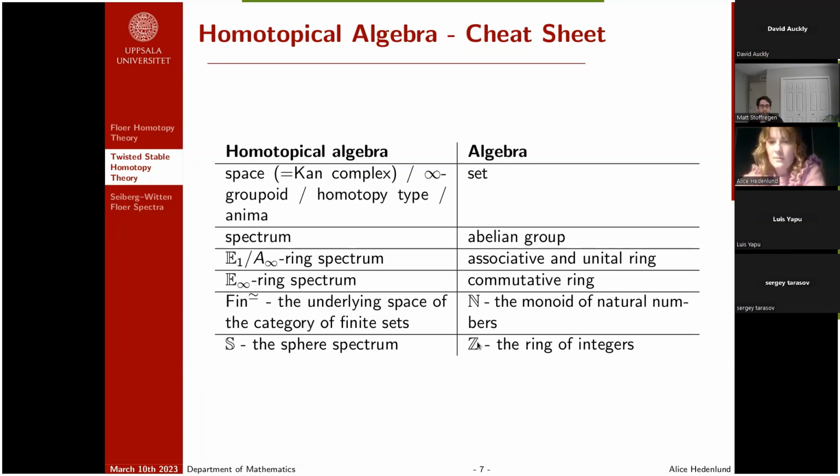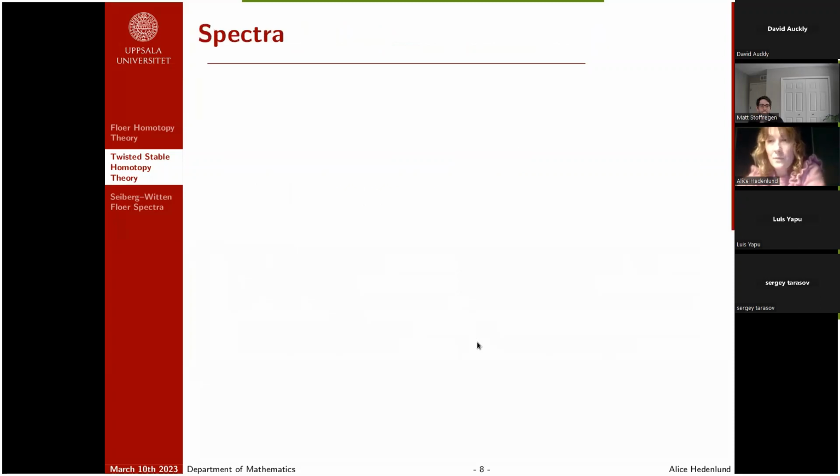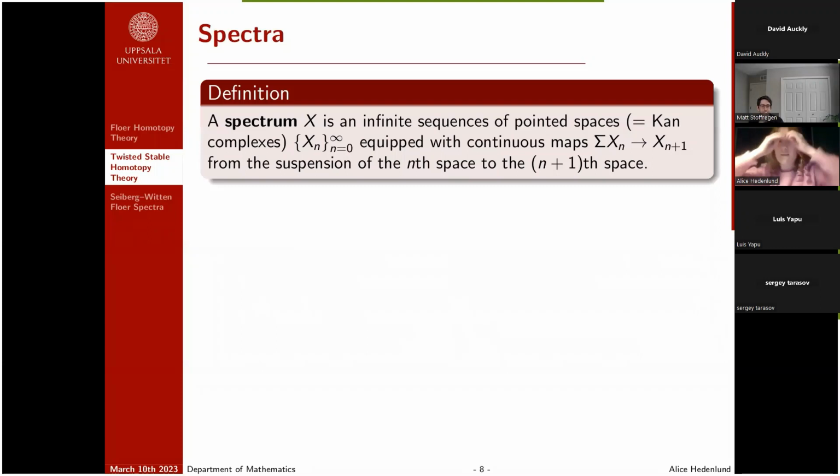Right, so I will come back to this. Right, so what is a spectrum? Here's a definition. A spectrum is basically an infinite sequence of pointed spaces, like this, equipped with some continuous maps from the suspension of the nth space in the sequence to the n plus first space.